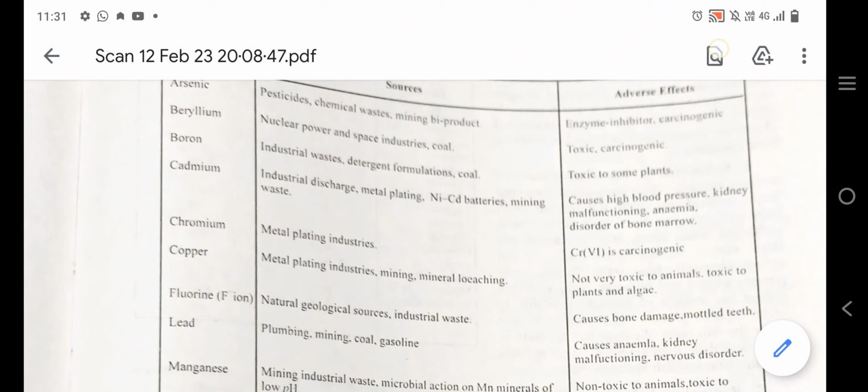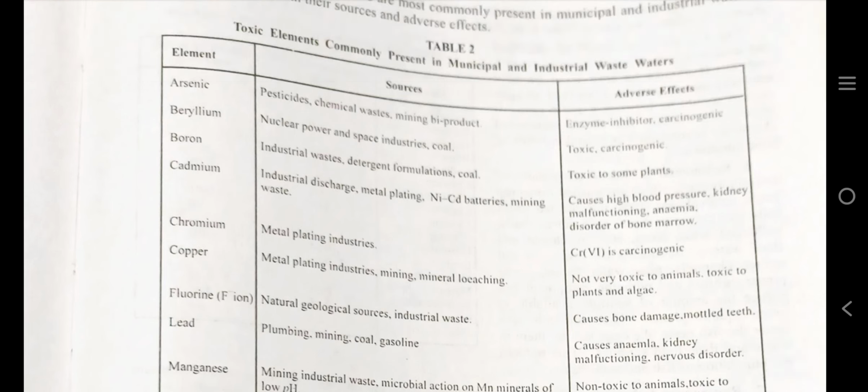Element is boron, sources are industrial waste, detergent formulations, coal. Adverse effect is toxic to some plants. Element is cadmium, sources are industrial discharge, metal plating, nickel cadmium batteries, mining waste. Adverse effect causes high blood pressure, kidney malfunctioning, anemia, disorder of bone marrow.